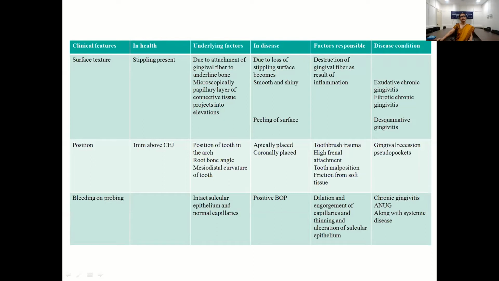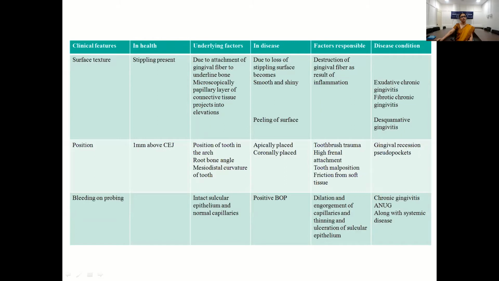Now, this stippling is present due to the attachment of the gingival fibers to the underlying bone. Microscopically, the papillary layer of the connective tissue projects into the elevations, due to which stippling is present. The stippling is lost when exudative chronic gingivitis changes are present. It is lost due to the destruction of the gingival fibers as a result of inflammation. In desquamative gingivitis, there is peeling of the surface.